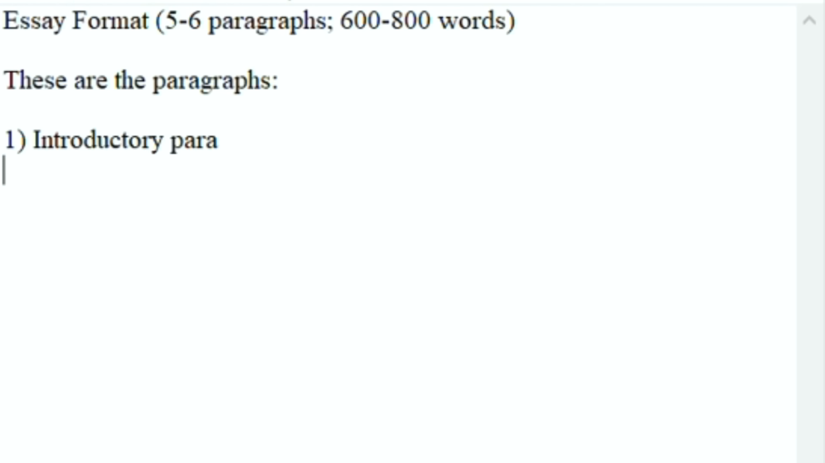You will see. Okay, so these are the notes for you guys. Paragraph 1, intro. Okay, let's say introductory paragraph. Paragraph 2, it's going to be the theme, or we can say content.